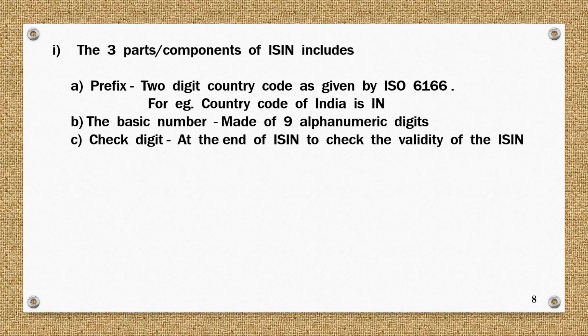The third component of ISIN is the check digit, which appears at the end of ISIN to check its validity. It is nothing but the final digit which assures the authenticity of the code and also acts as a security check, that is, it prevents fraud or misuse.